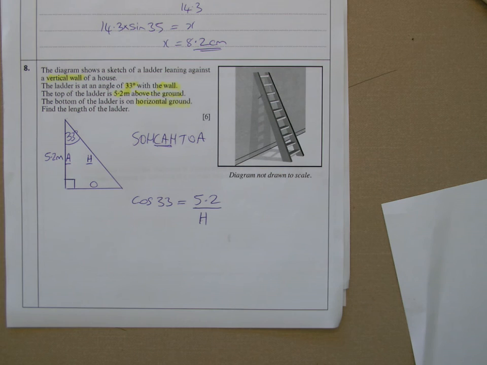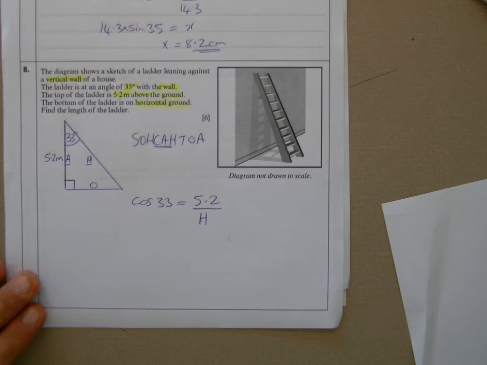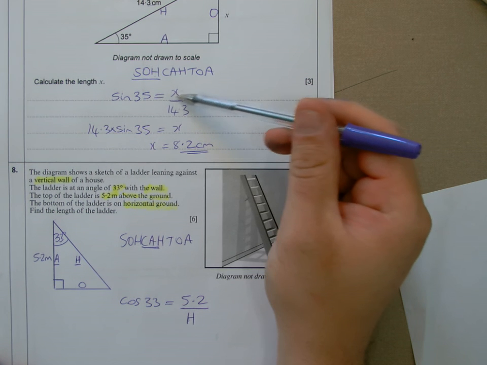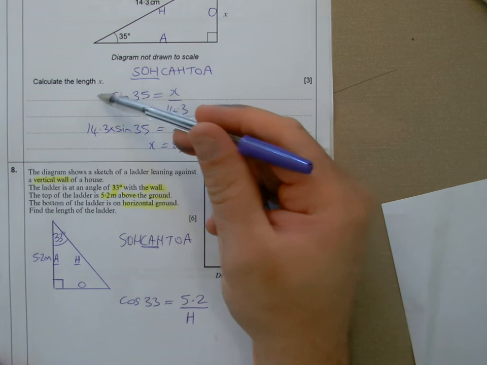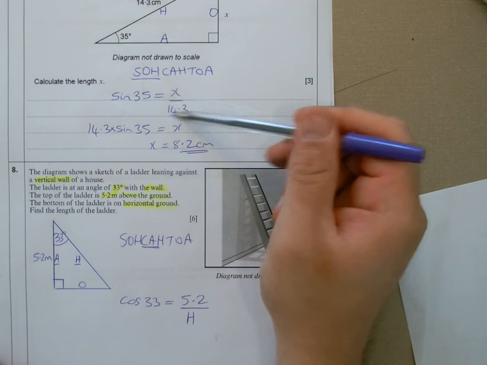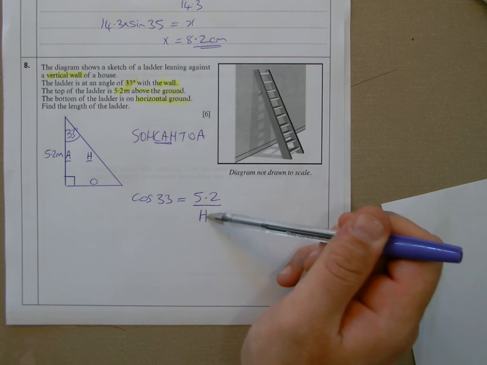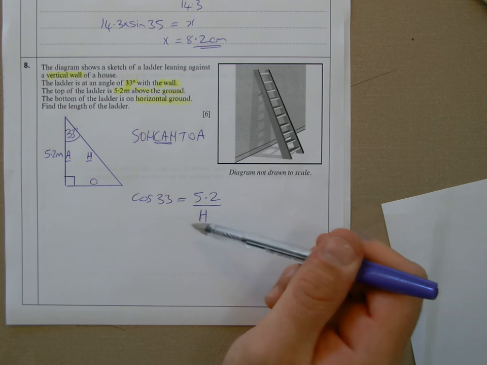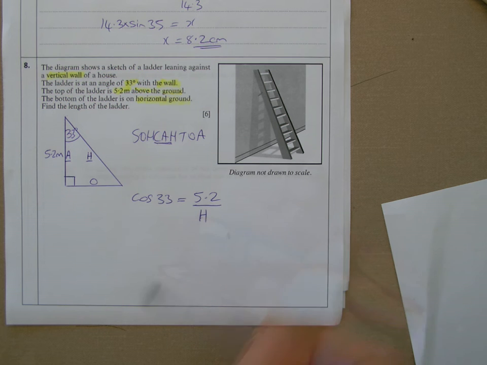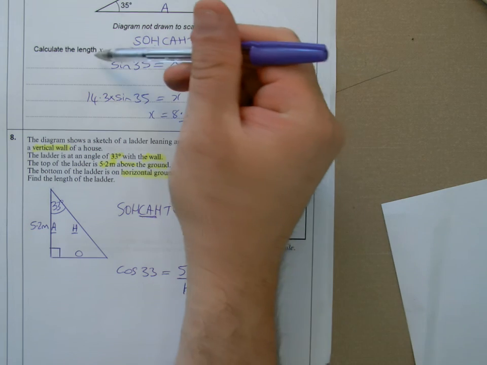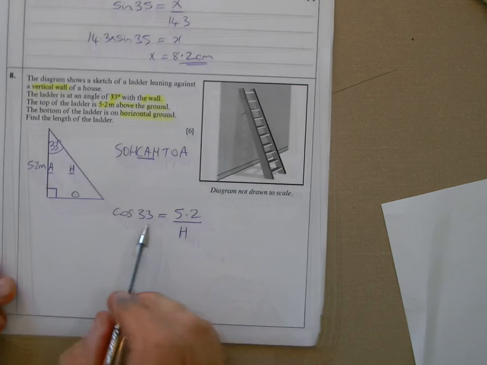Now, this one's a bit more challenging compared to the last one, because if we look at the last question again, let me remind you, we wanted to work out X. And to get X on its own, you just took the 14.3 over the other side. We were dividing by it, so we took it over and multiplied, and it came out straight away. Trouble is, this time your H is on the bottom, so I can't just do this in one go, or if I do, I've got to be careful.